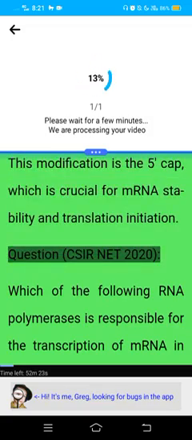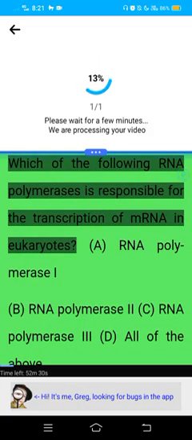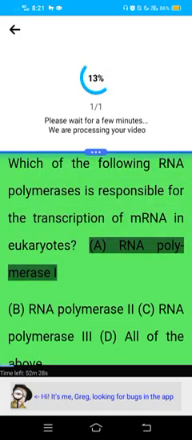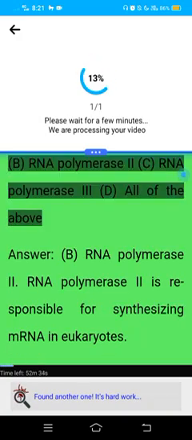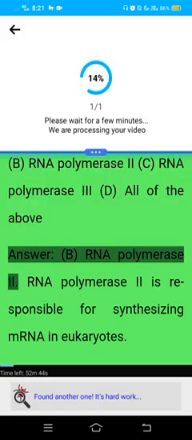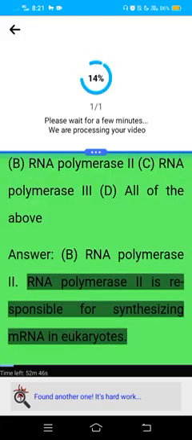Question. CSIR NET 2020. Which of the following RNA polymerases is responsible for the transcription of mRNA in eukaryotes? A. RNA polymerase I. B. RNA polymerase II. C. RNA polymerase III. D. All of the above. Answer. B. RNA polymerase II. RNA polymerase II is responsible for synthesizing mRNA in eukaryotes.